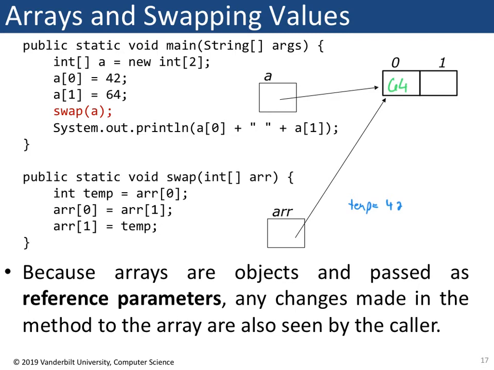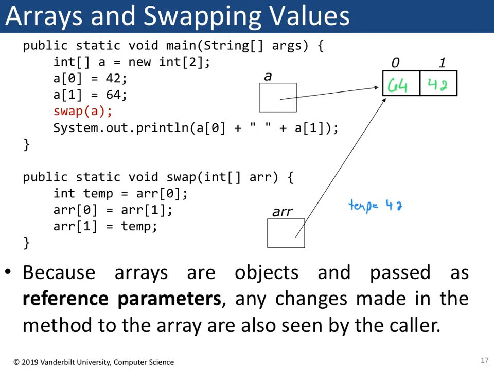So this becomes 42. And that's the last statement in our method. So our program pointer jumps back up to the next statement following our call. And we print out element 0 of A, followed by space, followed by element 1.